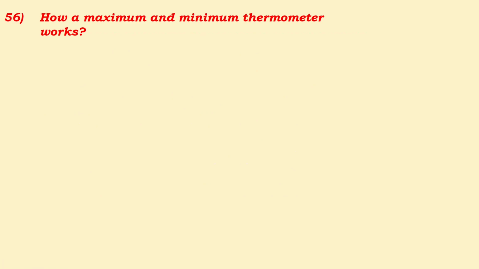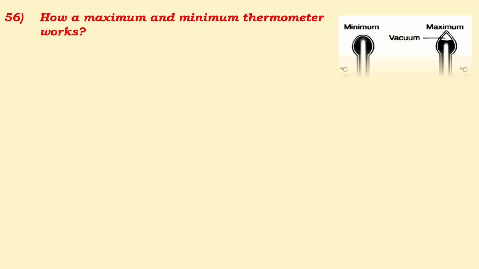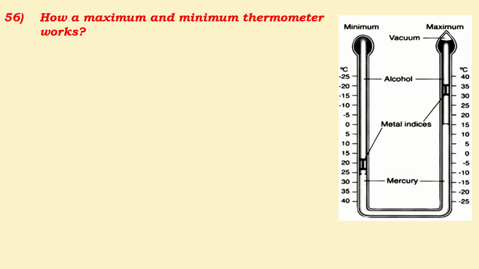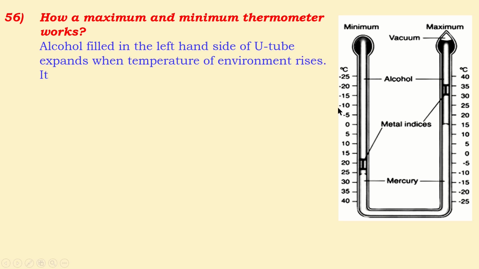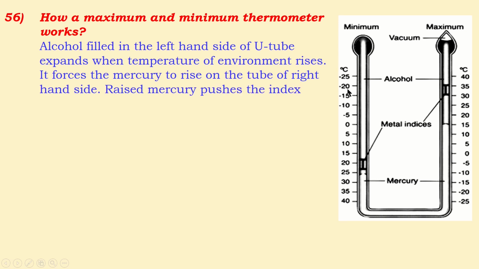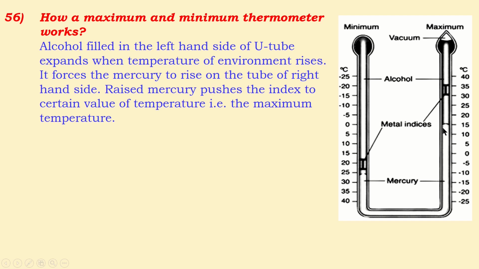Now next, how it works. How a maximum and minimum thermometer works. Again we need diagram. This is the diagram. How it works, we can say this way. Alcohol filled in the left hand side of the U-tube expands when temperature of environment rises. Here alcohol expands. It forces the mercury to rise in the tube on right hand side. Because of expansion in left hand side, in right hand side mercury rises. Raised mercury pushes the index to certain value of temperature, that is the maximum temperature. Look at this, especially showing maximum temperature. This index has gone up to 30 degrees Celsius.